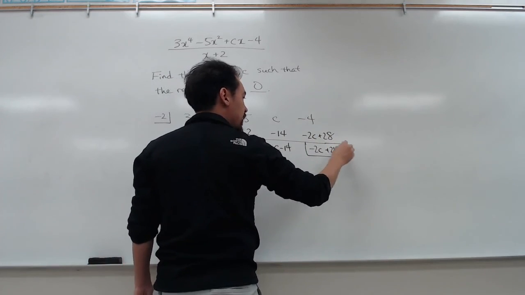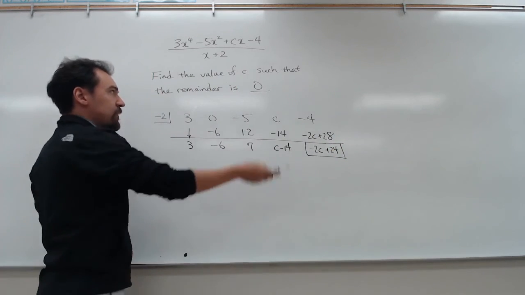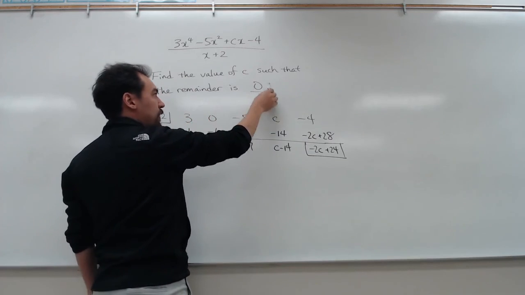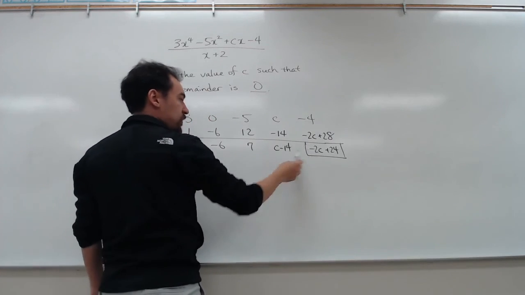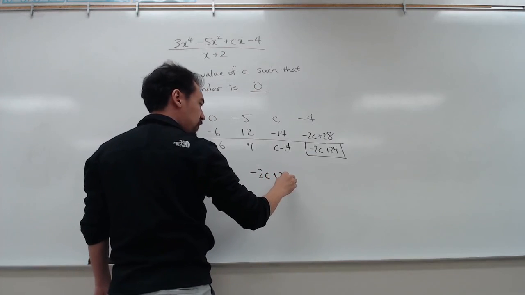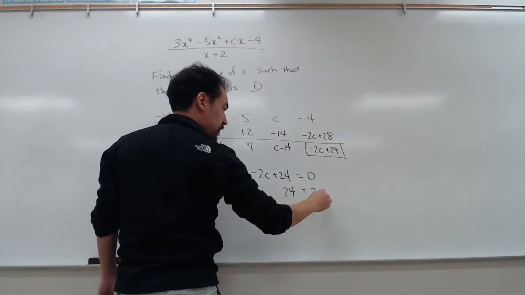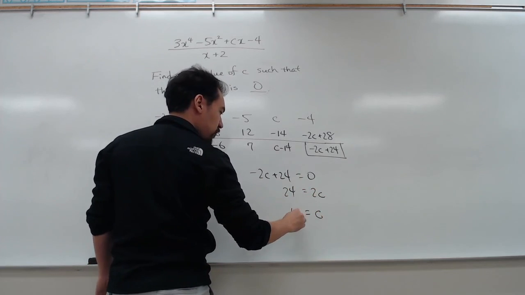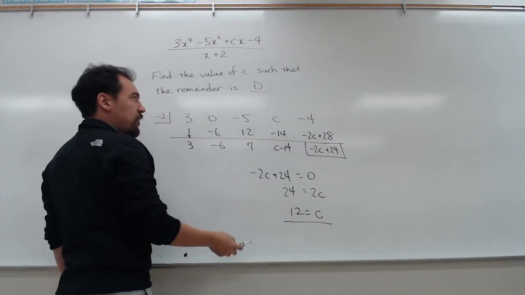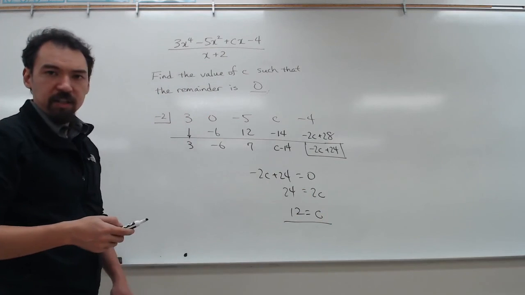Now at this stage, this is my remainder. And I go back to the problem where it tells me that my remainder is 0. So I will say negative 2c plus 24 is equal to 0, which then, moving the 2c over to the other side, yields this. So c is equal to 12. And evidently, this is the value of c that satisfies the given condition.